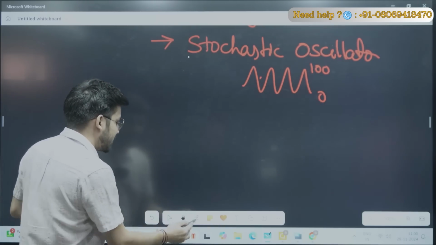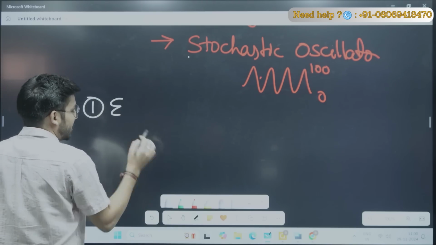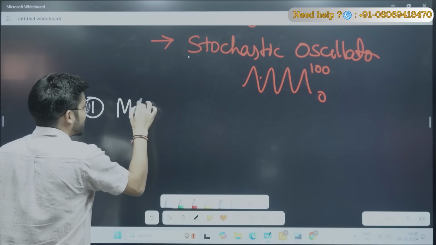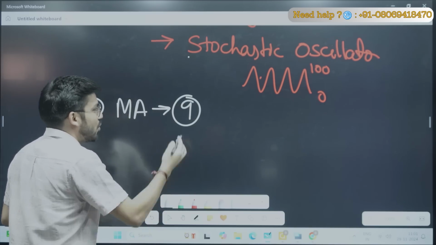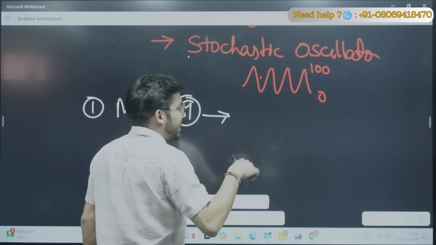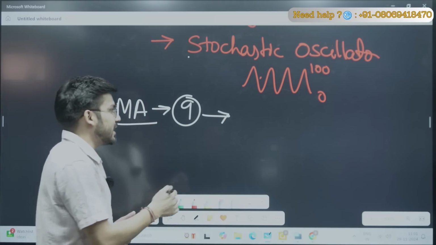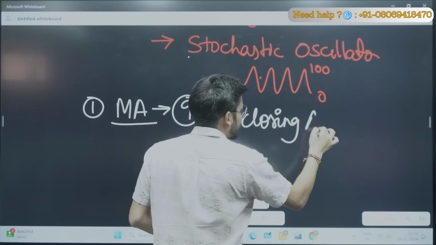The first condition, when we will be using the moving average, is a 9 moving average. I want a candle to be closing above moving average 9. The candle should be closing above. That is my first condition.